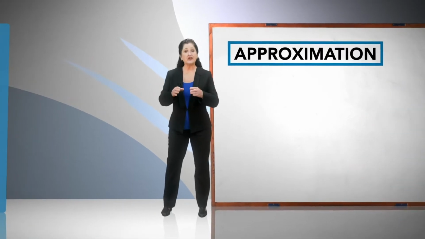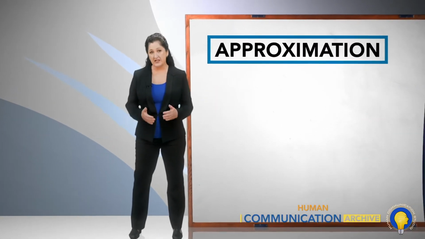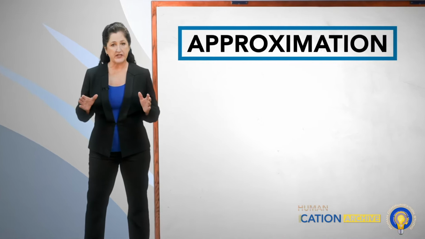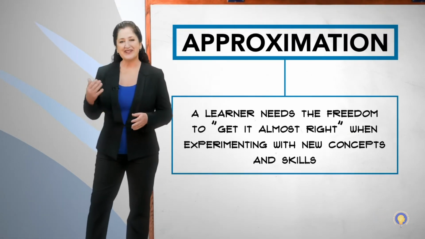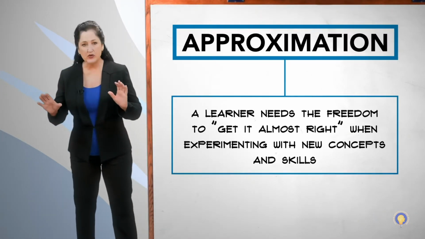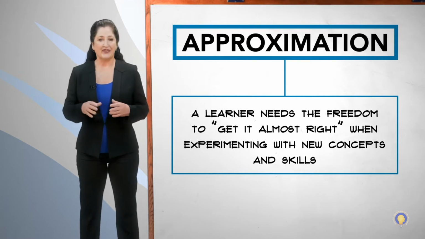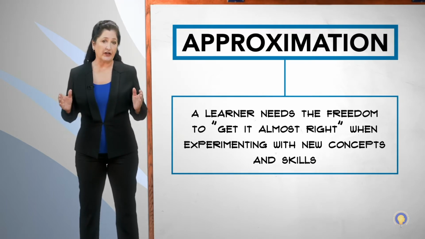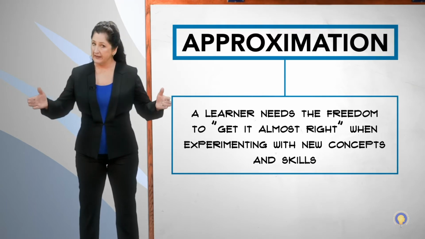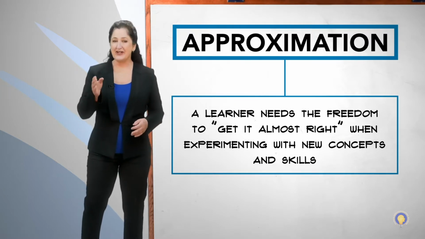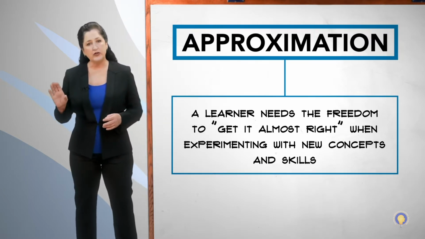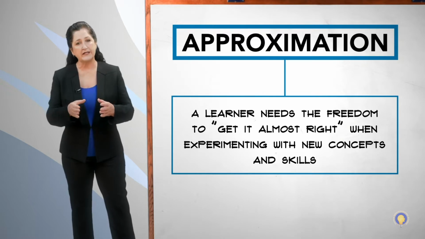Approximation is a condition of learning that introduces flexibility into the learning process. We refer to it as the freedom to get it almost right. Remember that natural conditions of learning are all about meaning making. The key idea here is that the learner builds their own unique associations to an idea.